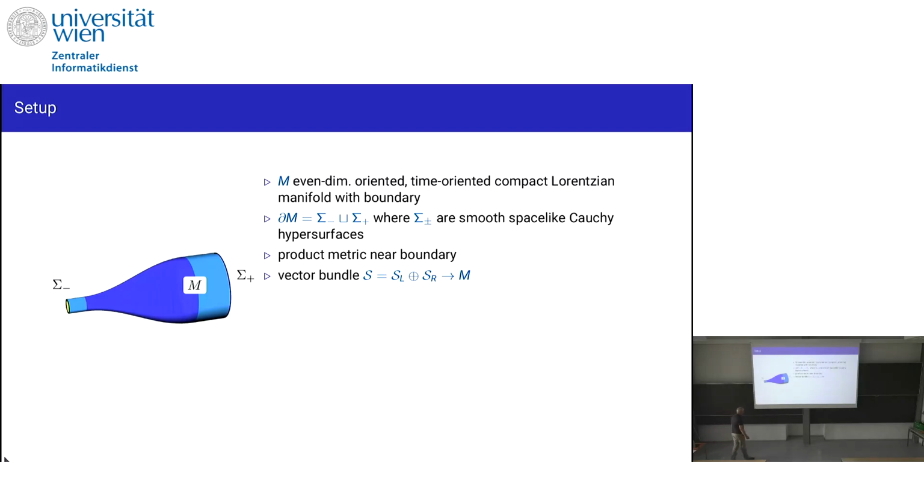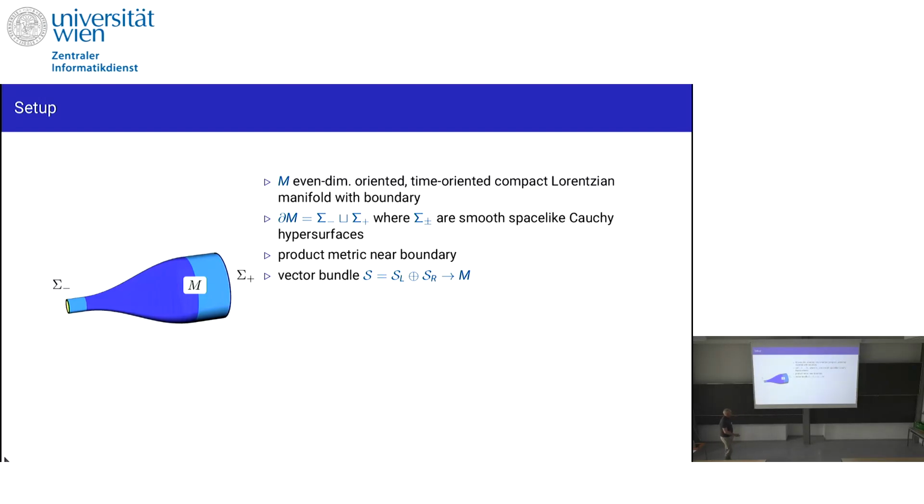And there is a simplifying assumption that I want to make, which is not strictly necessary, namely that the metric is of product form near the boundary. This is indicated by these light blue regions. So near the boundary, the manifold is metrically a cylinder over the boundary.